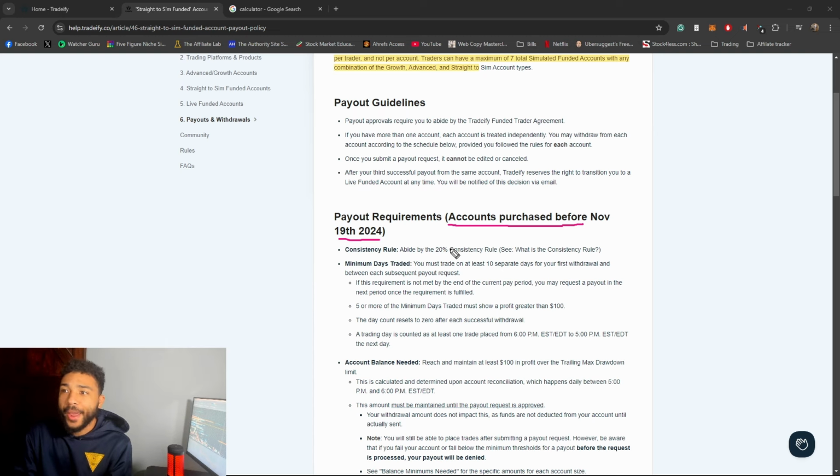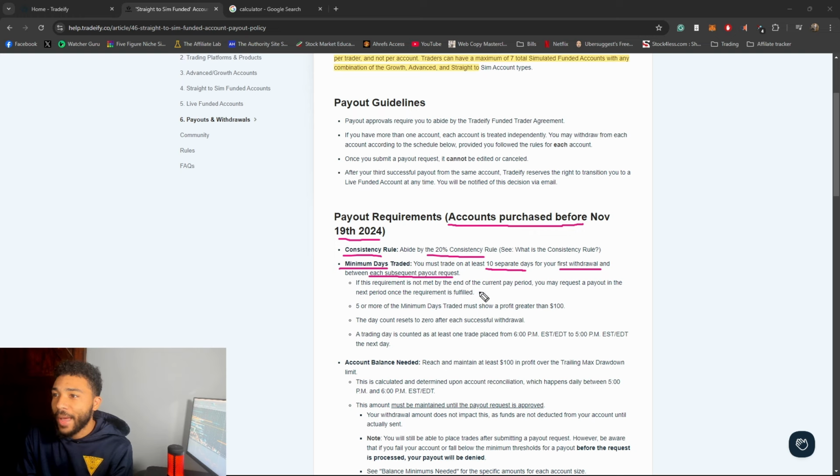So we're going to compare the old rules to the new rules and talk about the changes that they're making. So the consistency rule is going to be 20%. So your best day can't be more than 20% of your total profits. The minimum days traded is going to be 10 separate trading days. And that's between your first withdrawal and the next payout that you make. So let's say you trade like 20 days, you can't get 2 payouts. It's got to be 10 days, payout, then another 10 days, and then another payout. That's how it works.